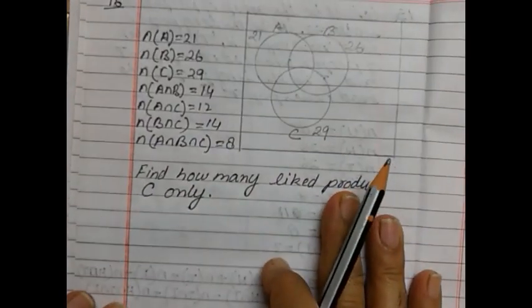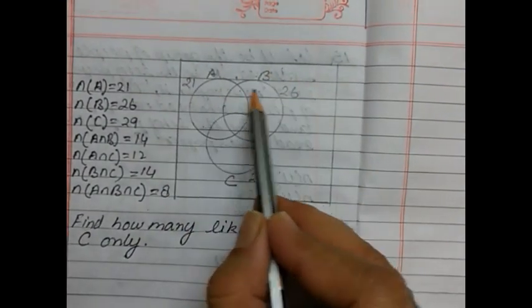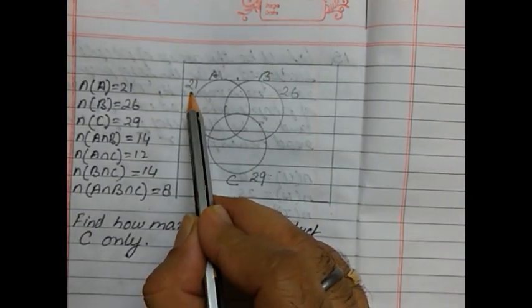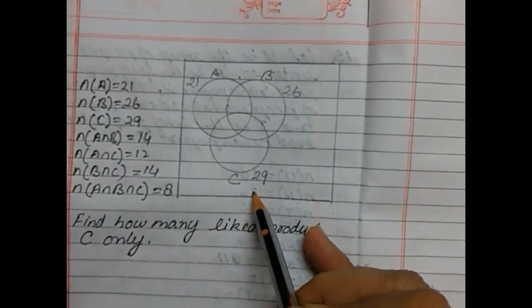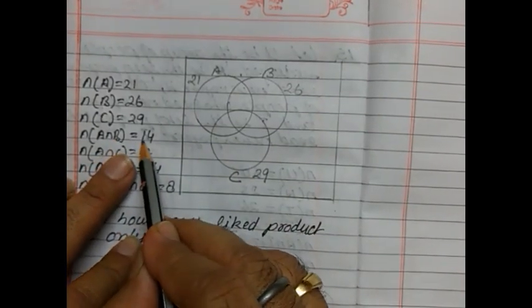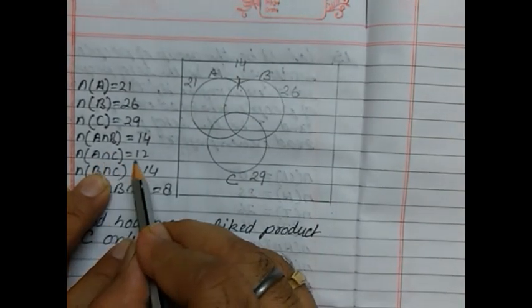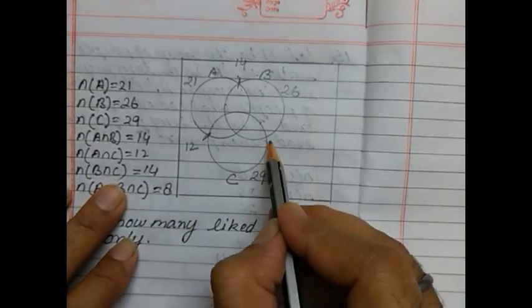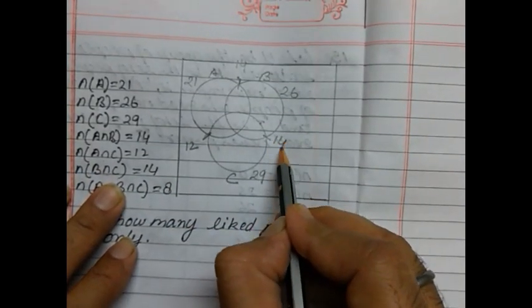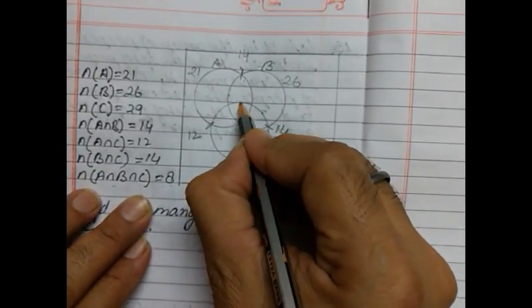Here we are taking the Venn diagram. I have written all the details which I have read out, represented by A, B and C. I have written product A is 21, product B is 26 and product C is 29. Now it says products A and B is 14, so A and B is 14 here, and A and C is 12 here, and B and C is 14 here, and A intersection B intersection C is equal to 8. I write this here.